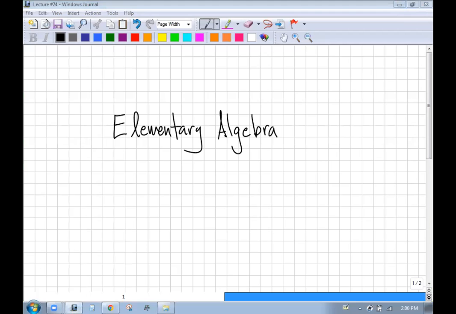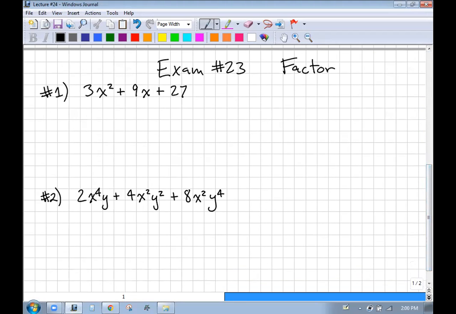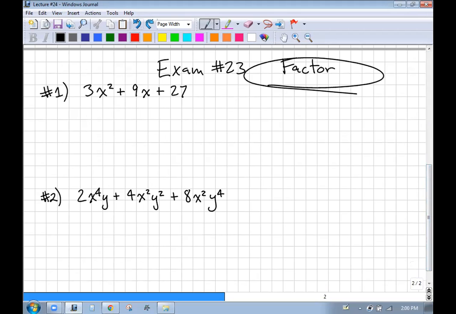All right, elementary algebra. Let's do this. So get ready to factor. So here's our last exam. I made this one pretty simple. So first step is you look at the numbers, all right? Is there a number that we can divide out of all of those?